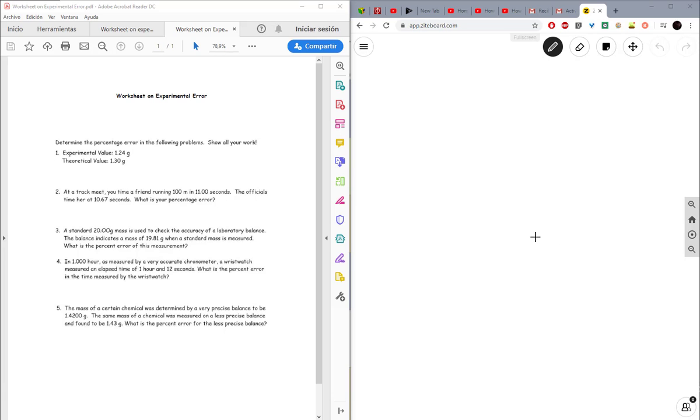Okay, so in this video I am going to explain how to solve this type of problems about experimental error, as well as showing you the formula that you are going to use in order to find the percentage of the experimental error in problems like this. Okay, so the formula of experimental error percentage is the following.